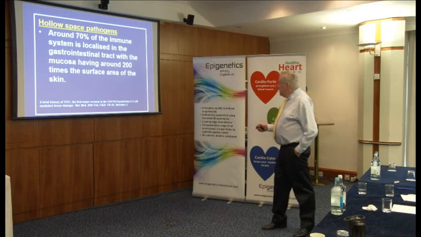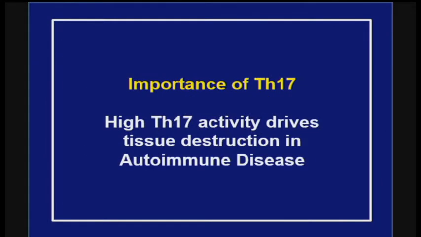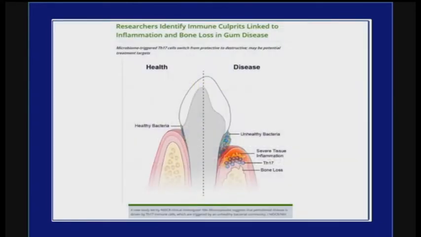So around 70% of the immune system we know is localized in the gastrointestinal tract, with the mucosa having around 200 times the surface area of the skin. So Th17 drives the destructive process.